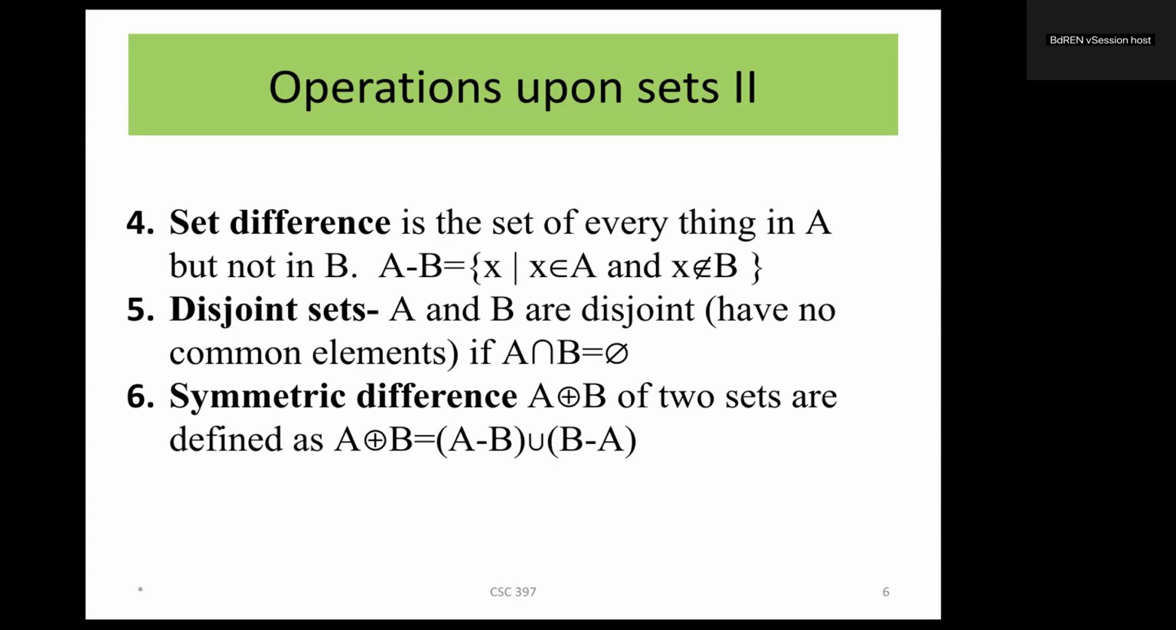And the last one is the symmetric difference. The symmetric difference of two sets A and B is defined as A but not B, union B but not A. This means that when two sets intersect, we are excluding the common intersection, keeping this part, A but not B, and also this other part.